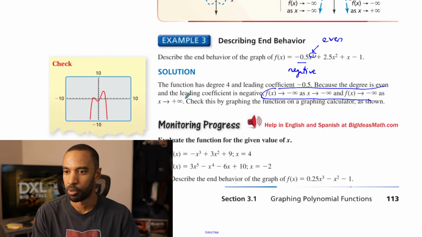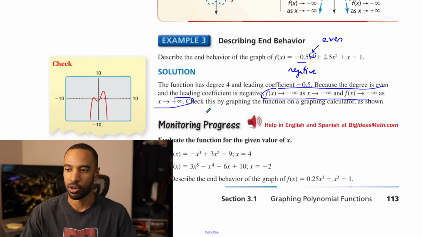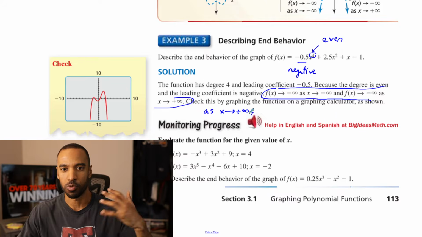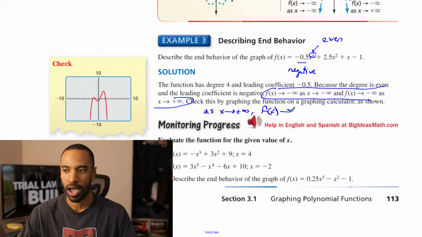Boom, boom, boom. I kind of do it the other way. I tend to write this. I say, as x approaches positive infinity, what's y doing? Boom. Because it's kind of like cause and effect. As we plug in x, here's what y does.